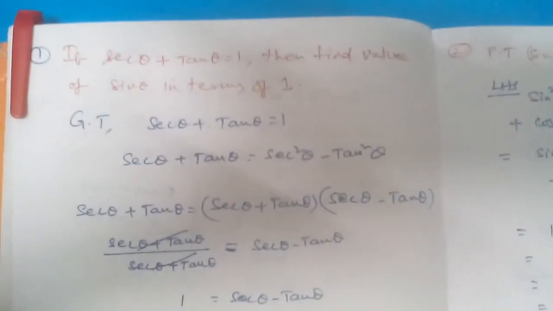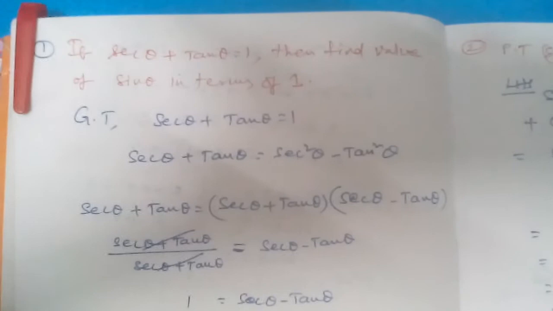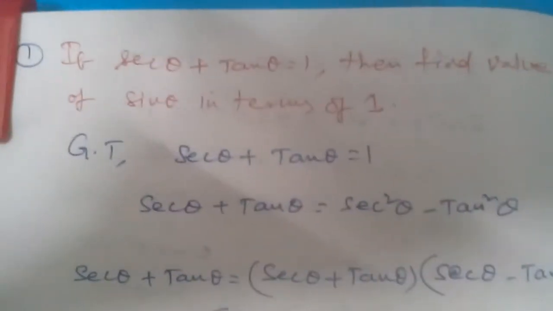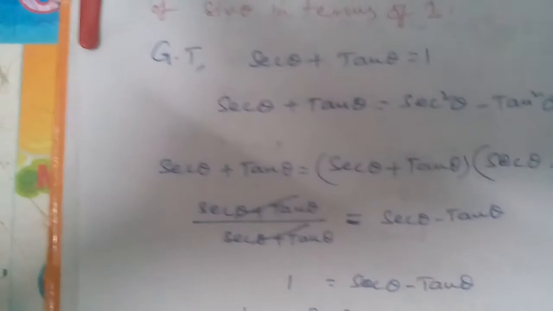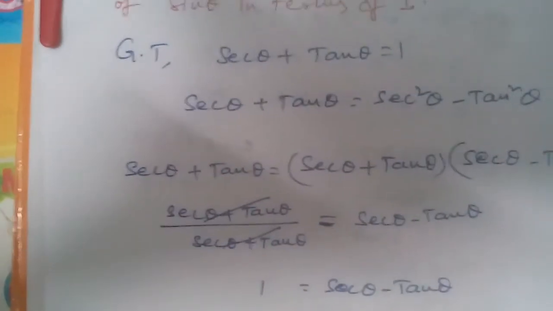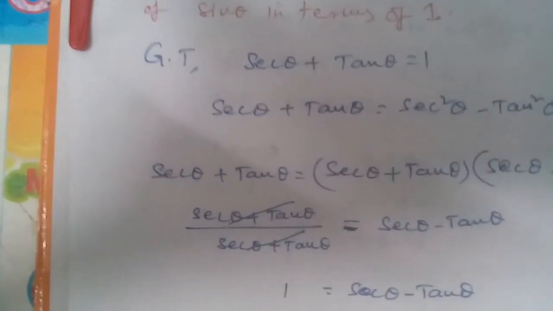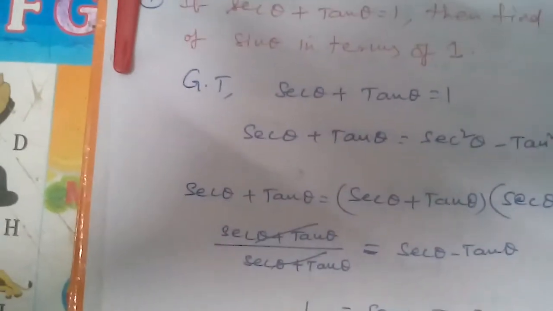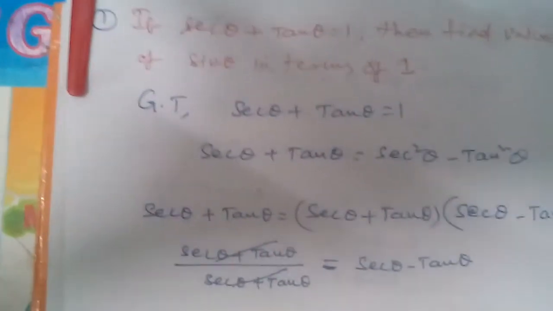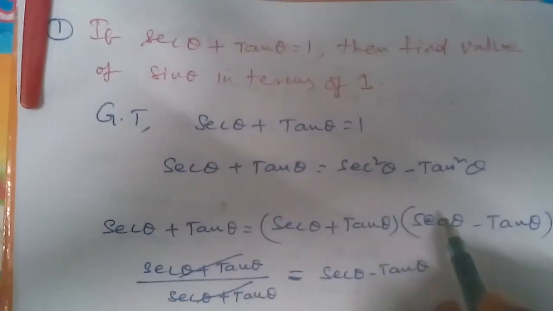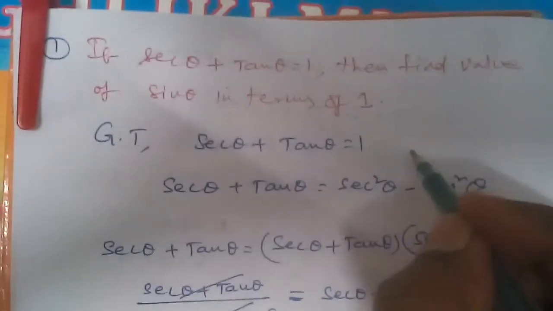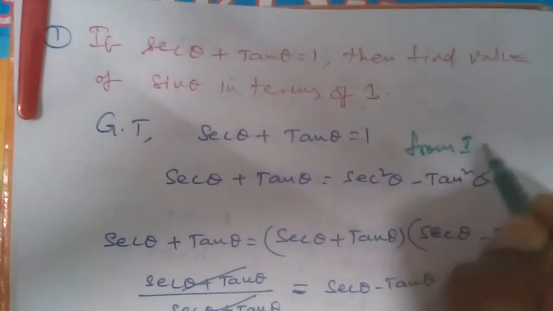So first one: secant theta plus tan theta is equal to 1. Then find the value of sin theta in terms of 1. So given value, secant theta plus tan theta is equal to 1. Now substitute secant square theta minus tan square theta is equal to 1 from identity 2.